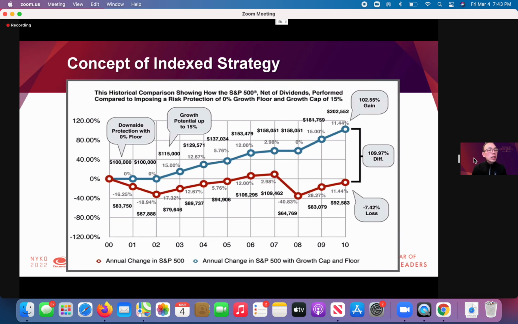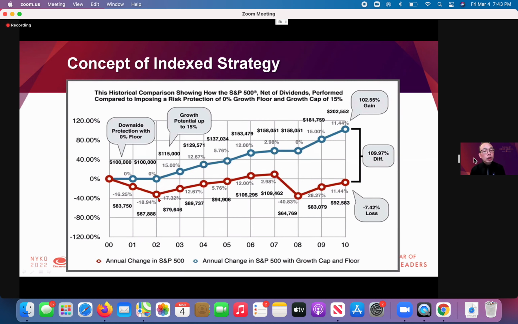Right? So let me give you a little example. So the red line is the S&P 500. Let's take it from year 2000 until year 2010. Right? This is the actual S&P 500. That's why they call it the lost decade, right? So do you remember 2001, the IT bubble began? That year, the market dropped 16%. But because I have this protection with the floor, I actually get 0%. I don't lose money, right?